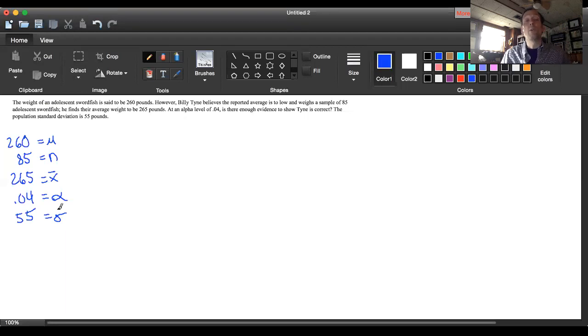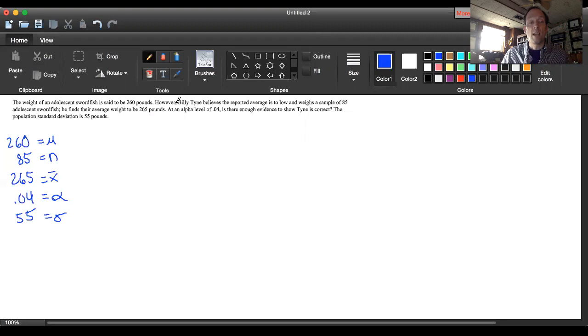And this is also the first time I figure out that I'm doing a z-test, because population standard deviation, z-test, like Zulu, z-test. If I had a standard deviation that was coming from a sample, that would be a t-test.